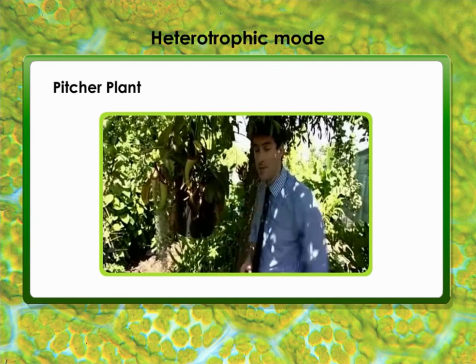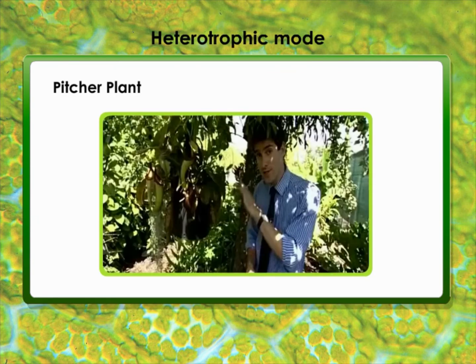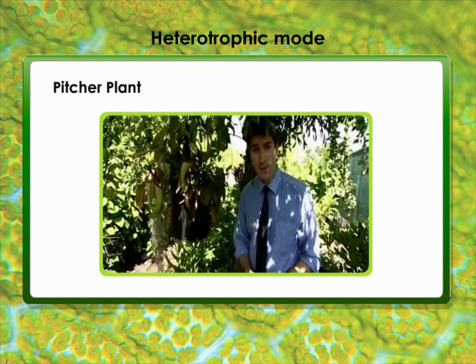Rotting lets loose the nitrogen from the insect's body. The nitrogen then goes into the liquid and the plant takes in the nitrogen from the liquid.